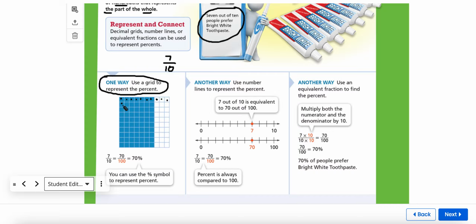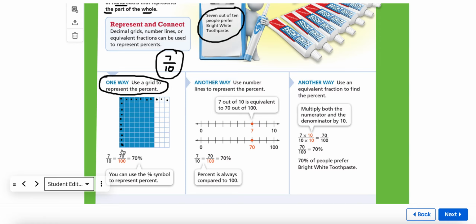So that's 1, 2, 3, 4, 5, 6, 7, 8, 9, and 10. So remember, the 100 grid is 10 by 10 because 10 times 10 is 100. So here they want to know what percent is 7 out of 10. So remember, going down is 10 of this. So 7/10 will be 7 of these columns going down. So that's what they shaded in, 7 of them.